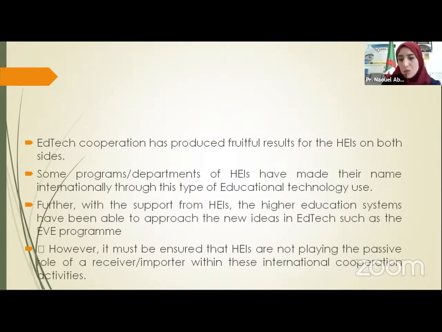So educational technology cooperation has already produced some results. And this is what we have seen thanks to the pandemic within 1.5 years. But more efforts should be done. Some programs and departments of higher education have made their names internationally through this type of educational technology use by developing some programs. Further, with the support of universities, the higher education systems have also been able to approach the new ideas of educational technology, such as the Erasmus Plus virtual program.